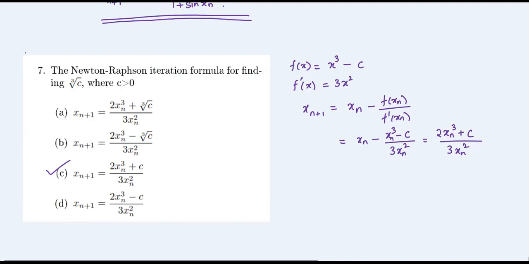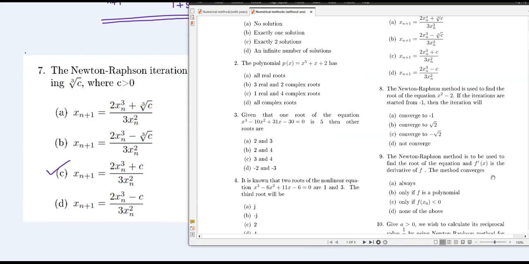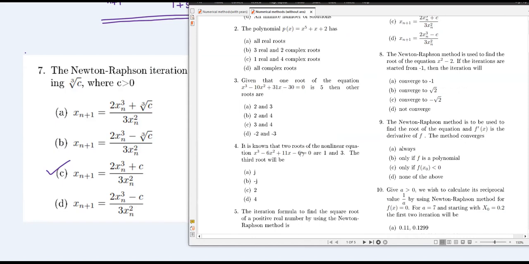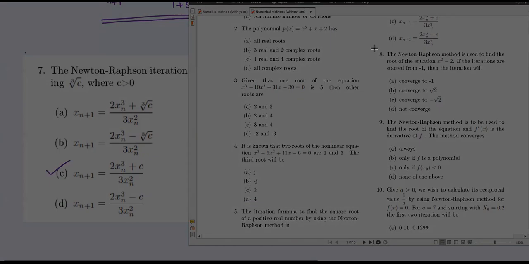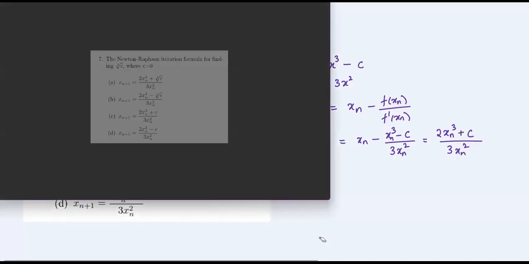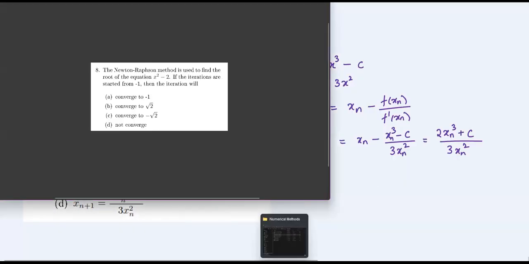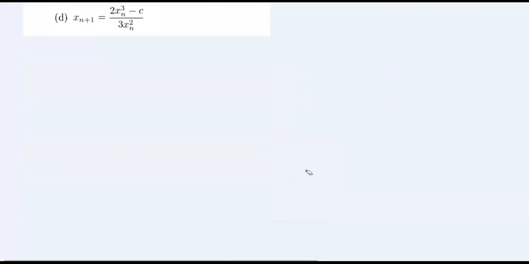So many questions are on Newton-Raphson only. So you can understand how important they are. Now, there's an interesting question. If the first iteration starts at a negative number, then what is the solution?